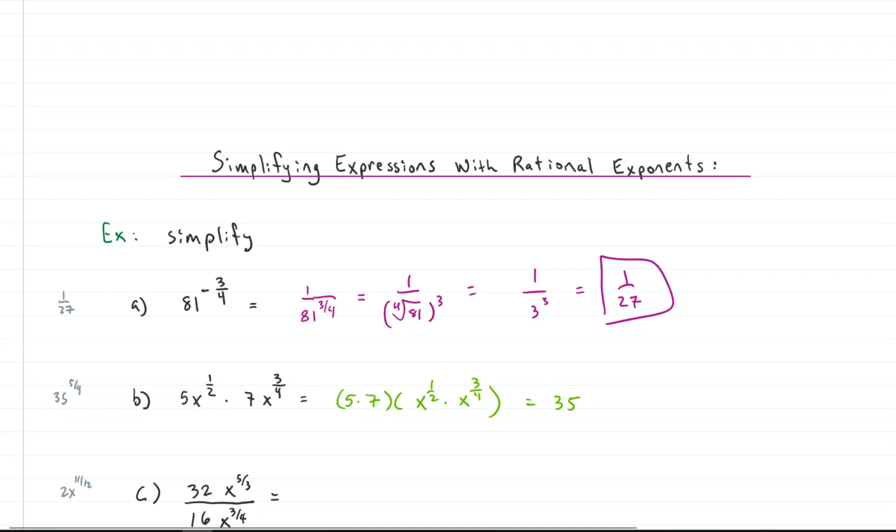And the x, we add the powers. So we have 1/2 plus 3/4, because we have x to a power times x to a different power, the same base. We add the exponents. What is 1/2 plus 3/4? Well, let's see.